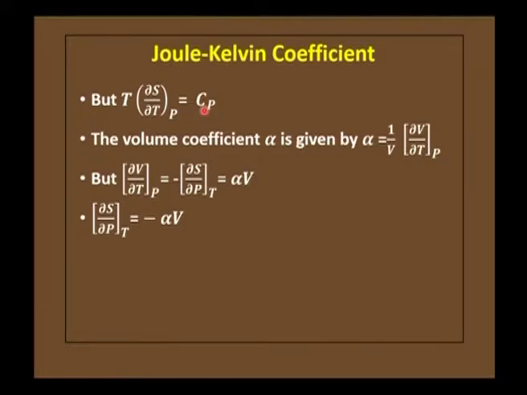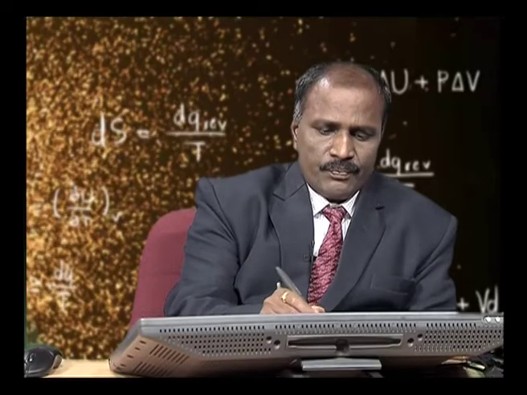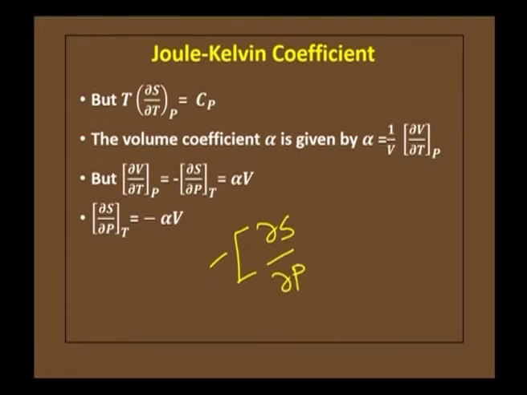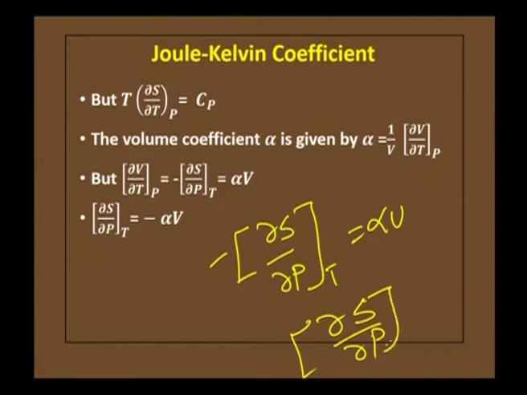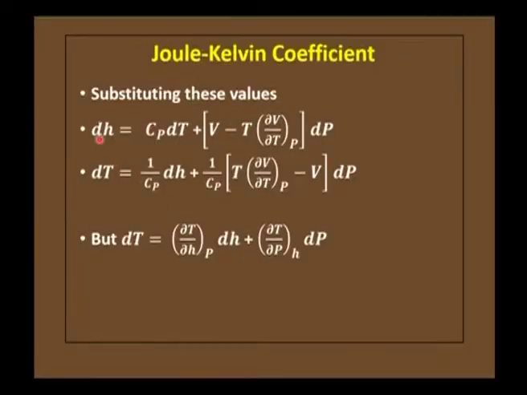Therefore, the volume coefficient is given by alpha is equal to 1 by V into dou V by dou T. But we know that dou V by dou T is equal to minus of dou S by dou P, that is equal to alpha V. So, from this term I can write minus of dou S by dou P of T is equal to alpha V. Therefore, dou S by dou P of T is equal to minus alpha V. Substituting these values, I have dH is equal to Cp into dT plus V minus T into dou V by dou T into dP.